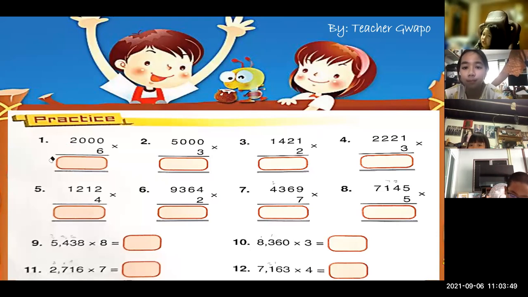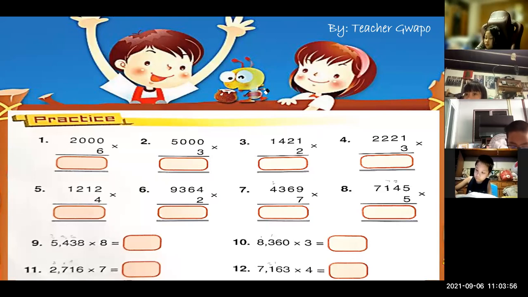Number 1. 2,062 times 6. 12,000. Okay, thank you. Not 200 because it's 0. So we will just multiply 2 and 6, right? 2 times 6 is 12. So 6 plus 6 is 12. And then we will just put 3 zeros here, right?